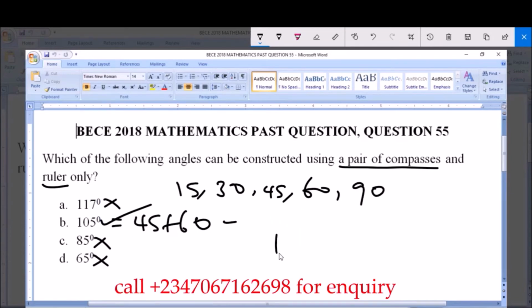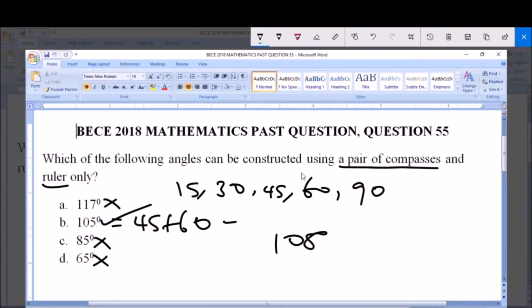Angle 105 degrees can be constructed with a pair of compasses and ruler. This is because it can be gotten from adding any of the basic angles, which are 45 and 60. After constructing your 60 degrees with a pair of compasses and a ruler, you then construct your angle 45 degrees. Summing up these angles will give you 105 degrees. So B is the correct answer.